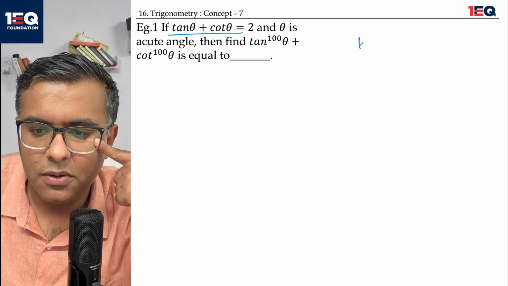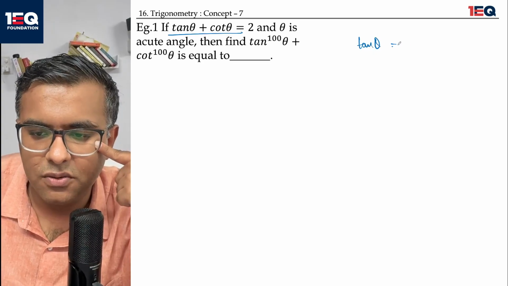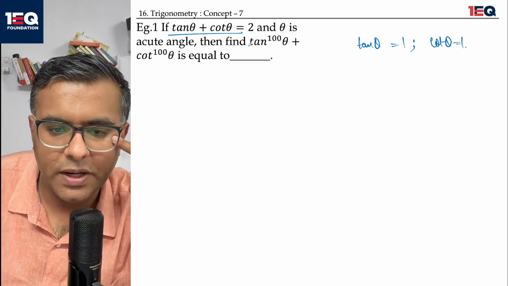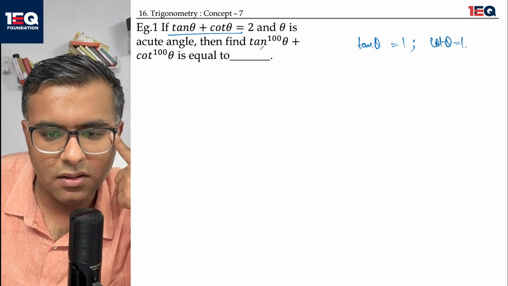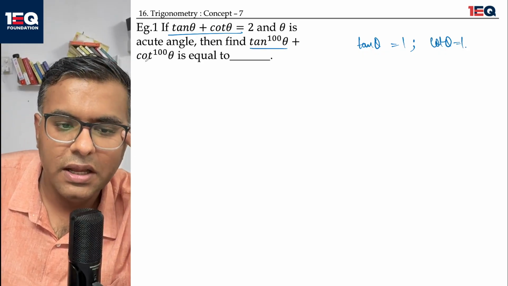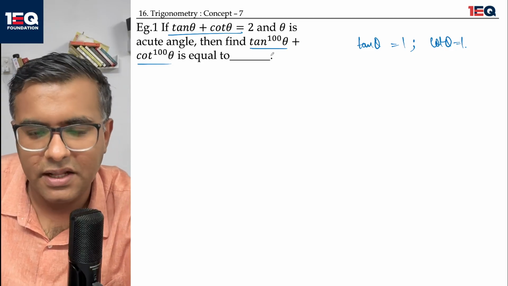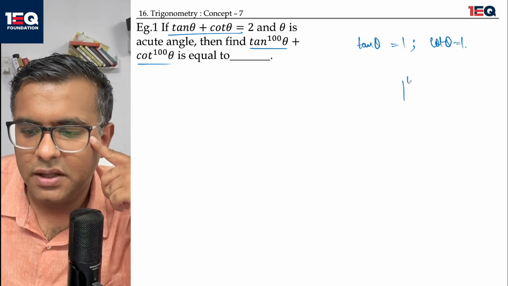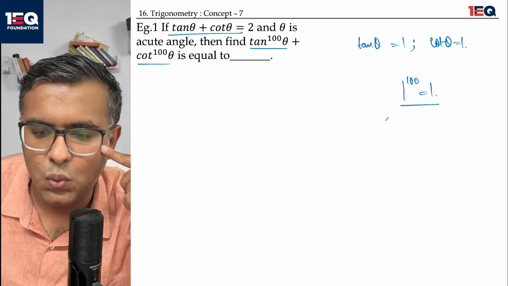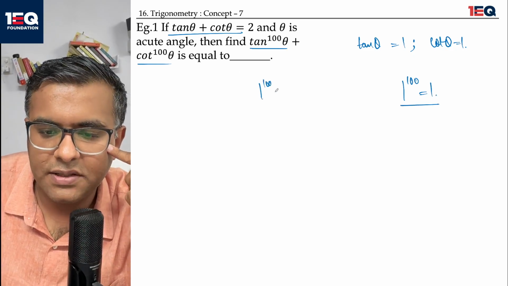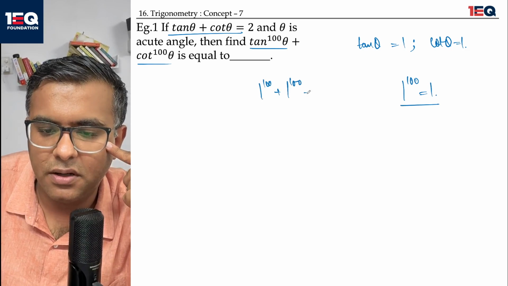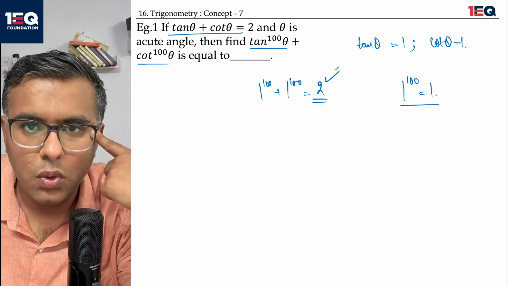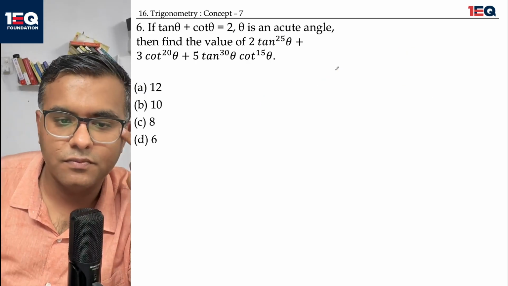Tan A plus cot A is equal to 2, or tan theta plus cot theta is equal to 2. So that's why tan theta is 1, cot theta is also equal to 1. It is asking me to find out the value of tan raised to the power 100 theta plus cot raised to the power 100 theta. 1 raised to any power is only going to come out as 1. That is why it is asking me 1 raised to the power 100 plus another 1 raised to the power 100. This is only going to be 2. Got it? Let's move on.